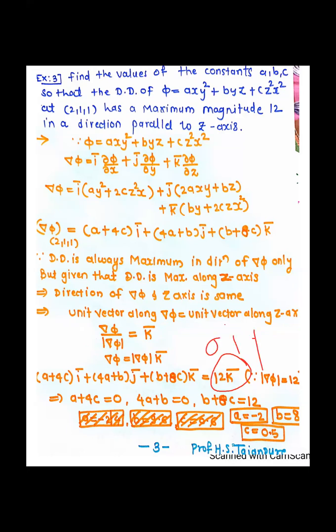Now compare the coefficients: a plus 4c equals 0, 4a plus b equals 0, and b plus 8c equals 12. Solve these three equations again and check whether you get the same answer: a equals minus 2, b equals 8, c equals 0.5. Just check and reply to me in your chat box. Yes, Roshan has replied.